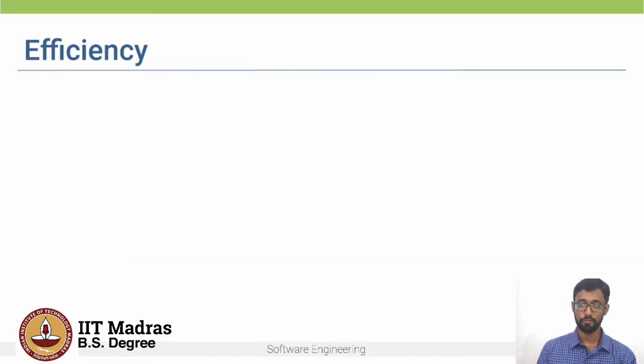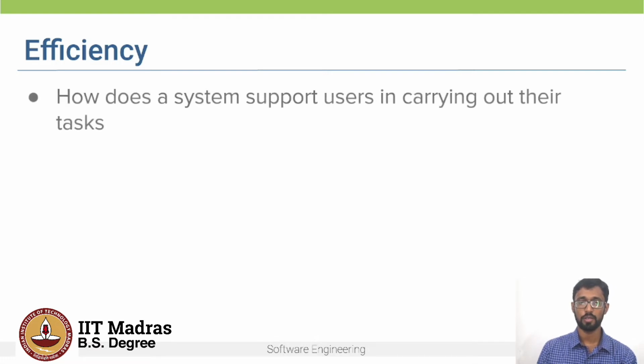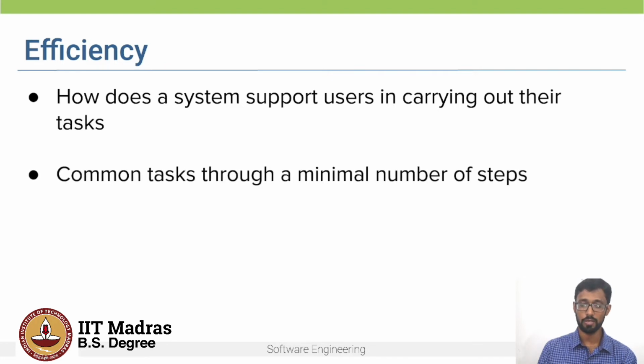Now let's look at efficiency. So efficiency is the way a system supports users in carrying out their tasks. It lets users carry out common tasks through a minimal number of steps. And let's say users have learned how to use a system. Can they sustain a high level of productivity using the system? Efficient user interfaces help users do that.